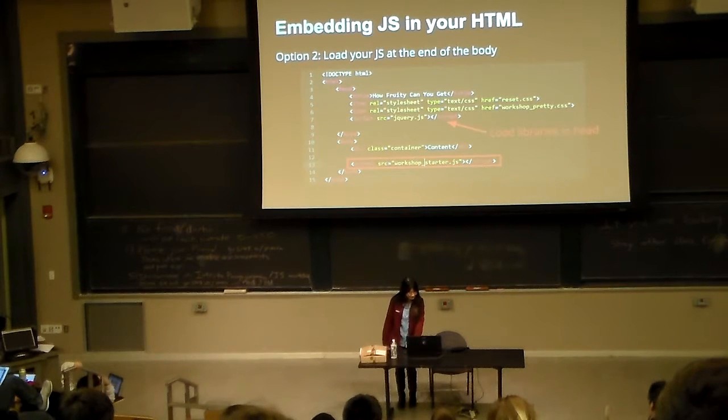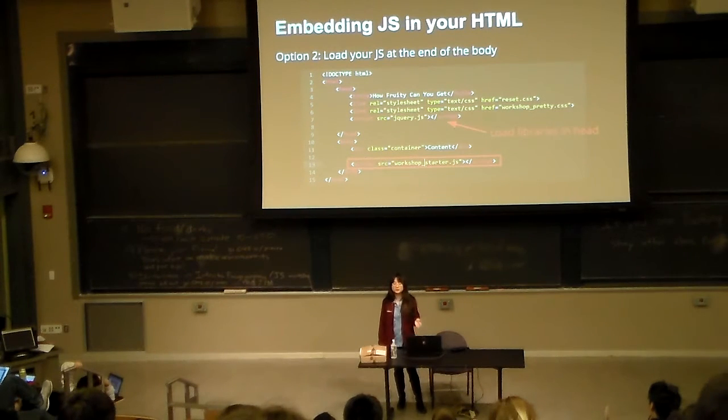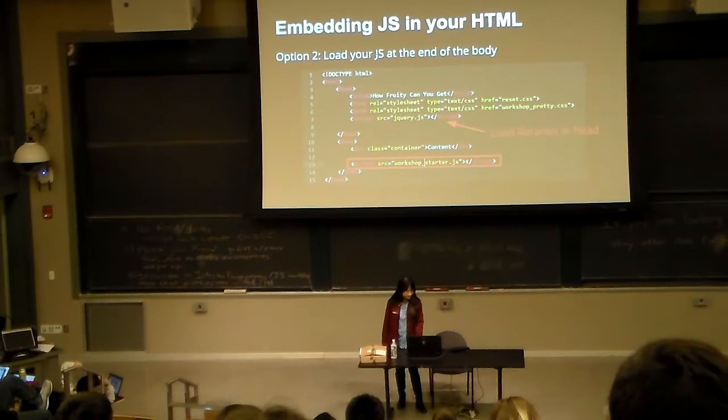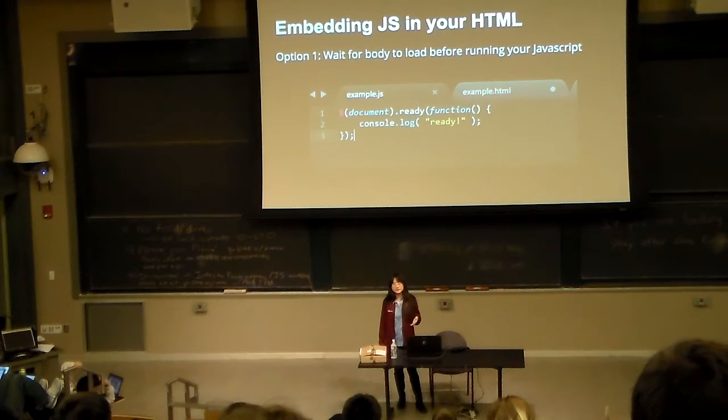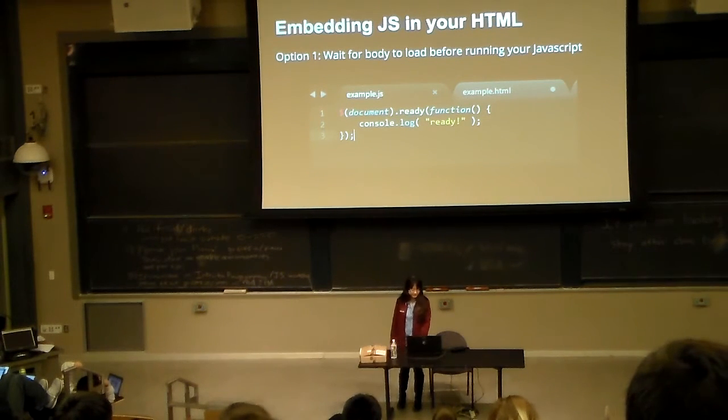Oh yeah, this was the slide that was really fun. This is the example where you load the workshop starter script at the bottom of your body so that it loads after all of the content. This is another way to do it. There's a function called document.ready, which basically states when everything is loaded on the page, run these things. So this console.log ready won't run until all of the HTML already exists on your page.